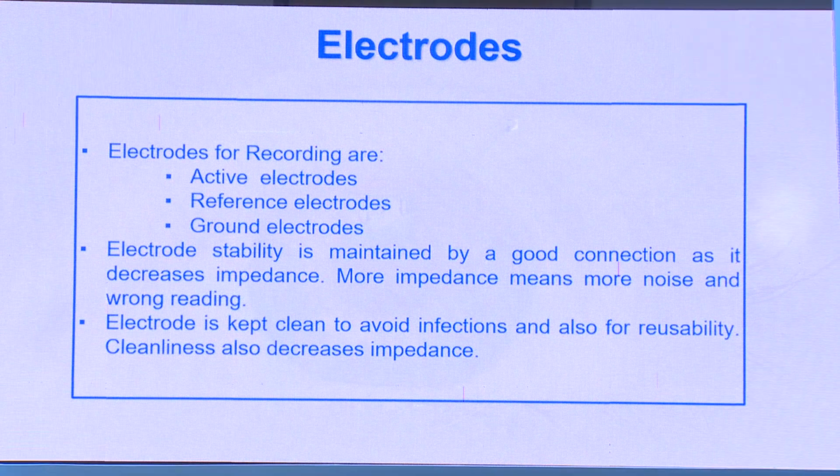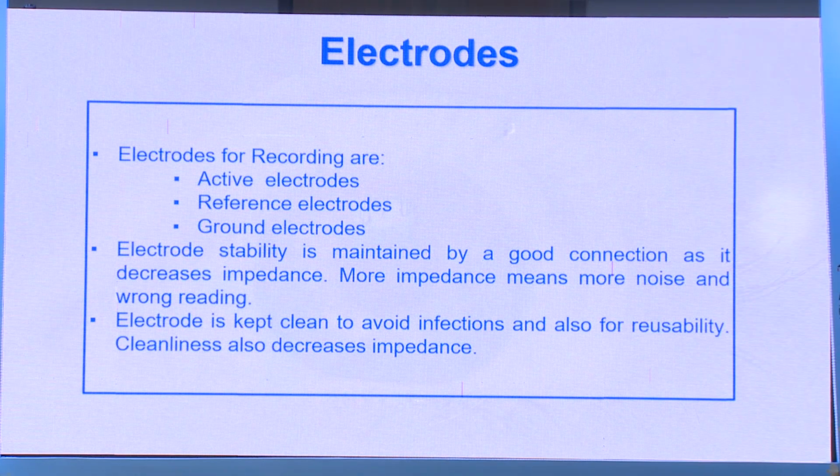Basically, there are three types of electrodes required for recording ERG. They are the active electrode, reference electrode, and the ground electrode. Electrode stability is maintained by a very good connection, as it decreases impedance, and more impedance would mean more noise, and that would lead to wrong readings. Electrodes need to be kept clean to avoid infection and also for their reusability. It's also important to note that cleanliness decreases the impedance.